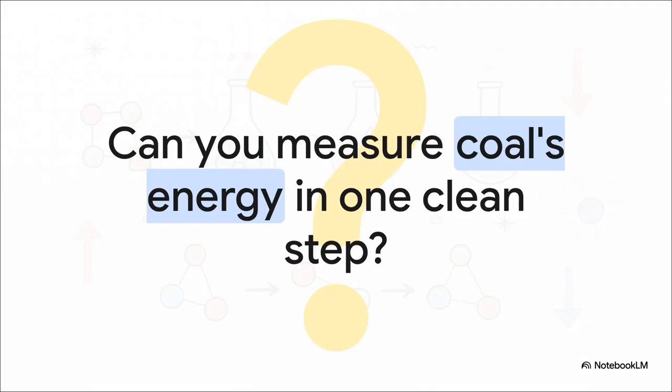Let me ask you this. Can you measure the energy released by burning a lump of coal into carbon dioxide directly, in a single, perfectly clean step? Just think about that for a second. The reality is, not really. When you burn a piece of coal, it's completely chaotic. It's actually really hard to isolate that exact chemical transformation in one perfect measurable burst, because other things just keep getting in the way. But as we're about to see, there's this remarkably clever workaround.